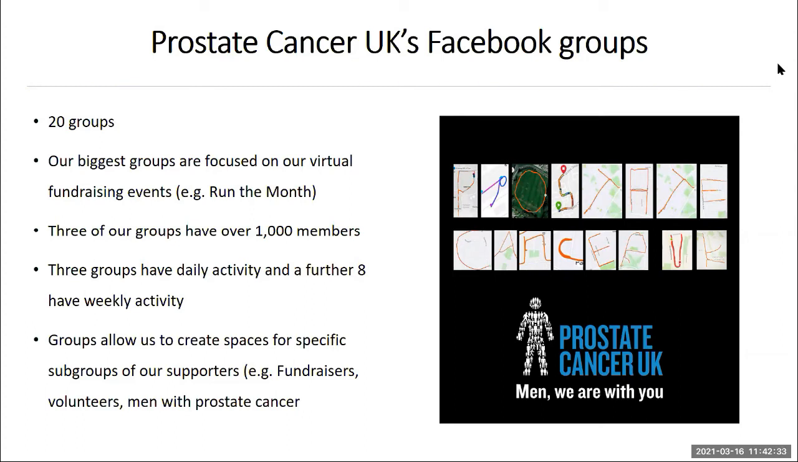An example here, this graphic, is our Run the Month group, which became a really lovely place for people to get to know each other, to take on the challenge together. And they all grouped together to spell out the words Prostate Cancer UK on their runs on the running app. So they ran a route that allowed them to spell out the name. And I think that's a testament to the quality of the engagement that we're getting in that group, and how getting a small group of people together in a Facebook group allows them to really become a community, which, when you're running a support group, is hugely important.